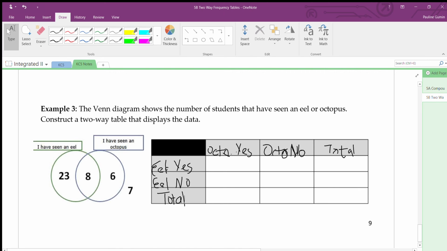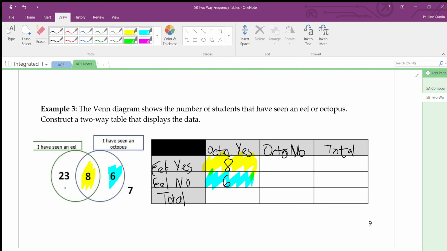Okay, let's do this. Now the first thing that stands out to me personally is the middle of the Venn diagram, and that is where students have seen both an eel and an octopus. So that's my 8. So that should be octo, yes, eel, yes. So that's right there. Let's write it in. Okay, next I look at the circles of the Venn diagram, but the numbers that are not overlapping. I have a 6 in my right-hand circle. This actually tells me that 6 students have seen an octopus. They haven't seen an eel. So it should be octo, yes, eel, no. And that's right here.